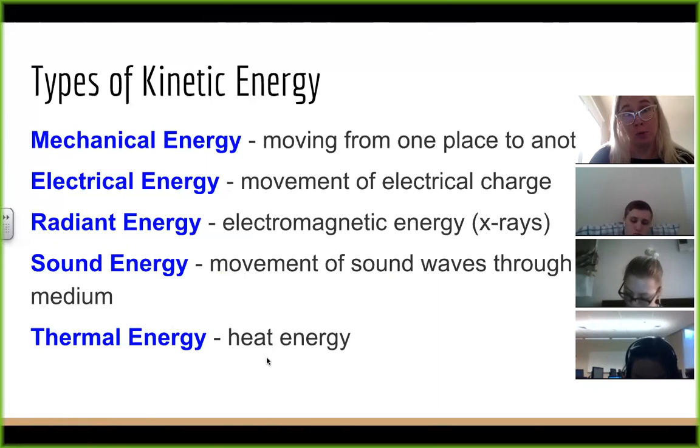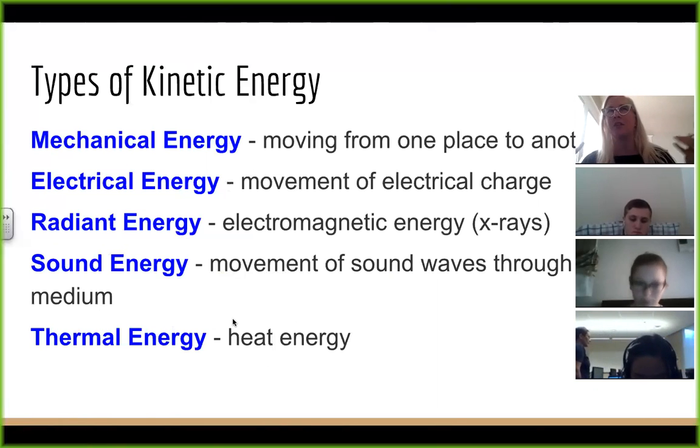The last one, thermal, right, is heat energy. You might even think of thermal underwear or thermal shirts that you wear when it's really cold out to conserve heat, right? So these words are kind of common sense words, but just make sure you're familiar with what type of energy that is. And all of these are examples of kinetic energy because they're all moving.